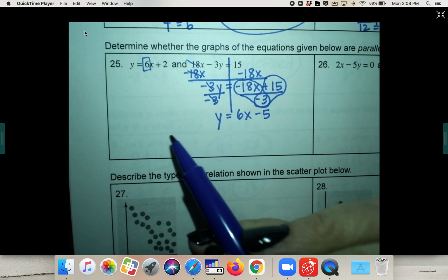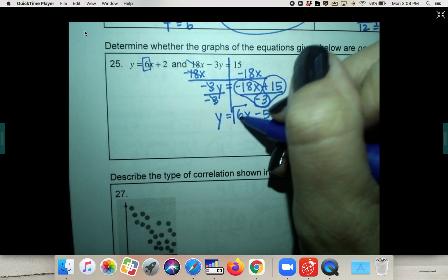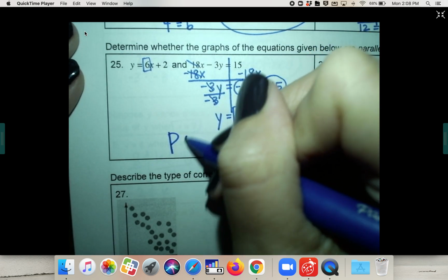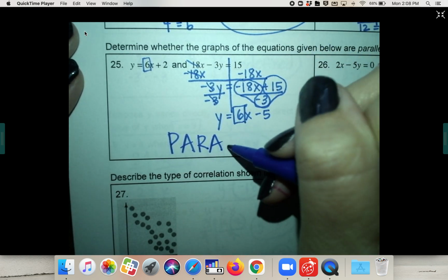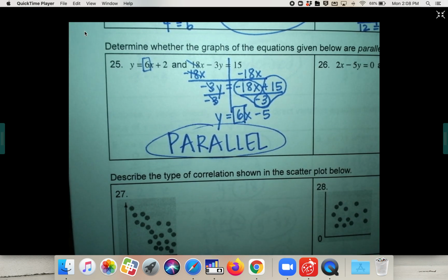Okay, so our original slope was 6, and now our other slope is also 6. So same slope makes these two lines parallel. You don't have to write it that big. I don't know why I did that.